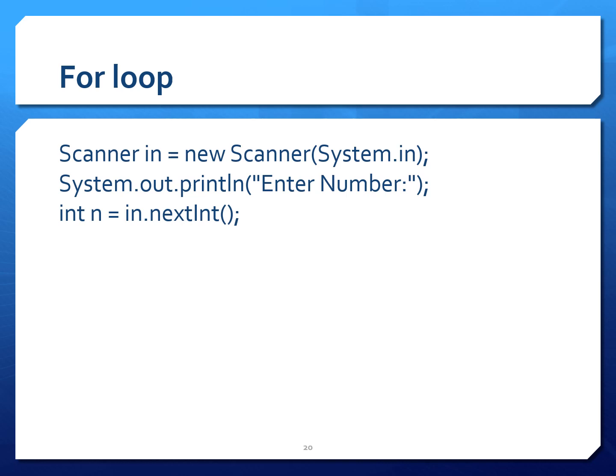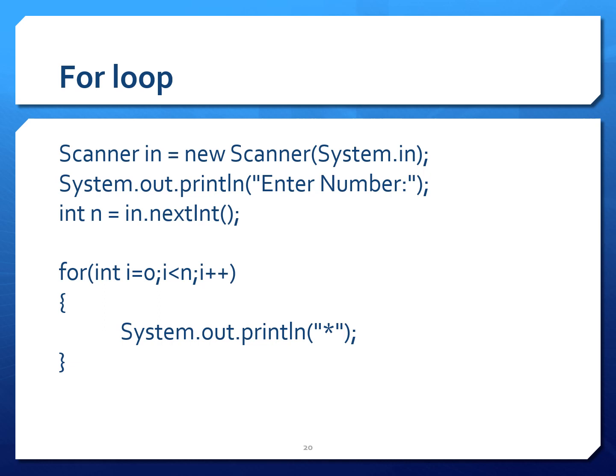In this for loop example, the user enters an integer, and we use that integer to determine how many times to loop. We already know the number of times to loop before we enter the for loop.